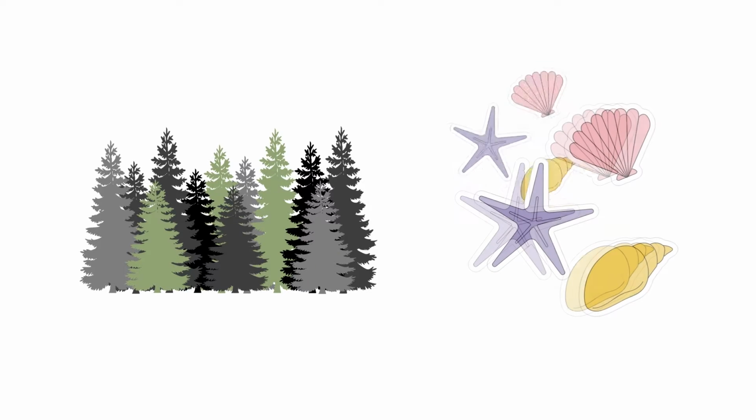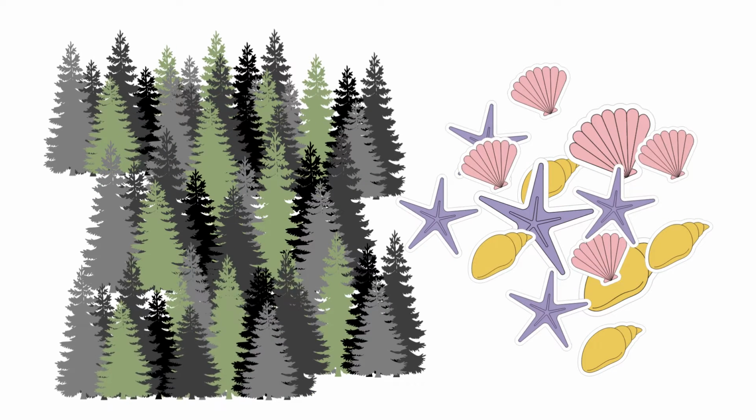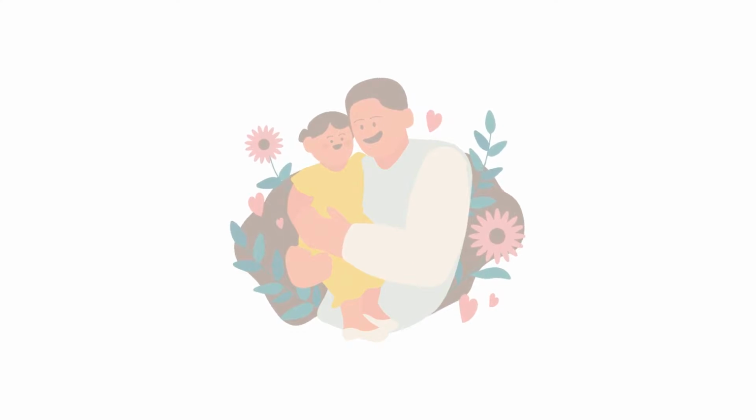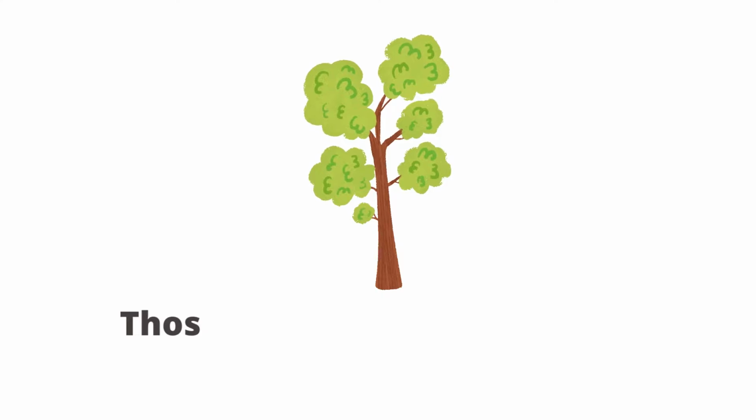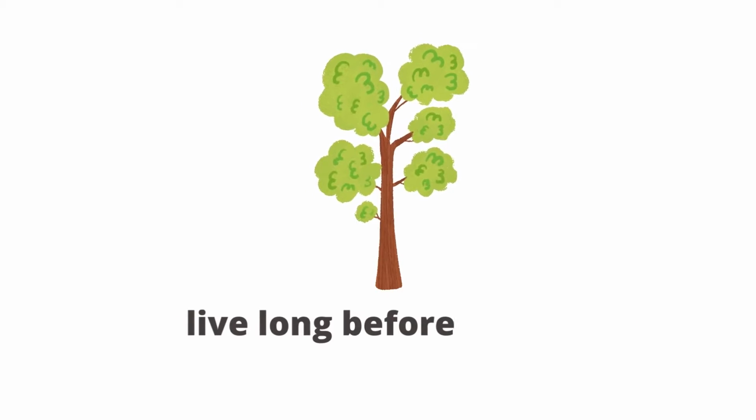In the last curve, typically trees and marine invertebrates, species have more offspring as compared to those in the first two curves, but lack parental care. However, organisms in this type typically do not survive at a young age. Those who manage to do so live long before dying.